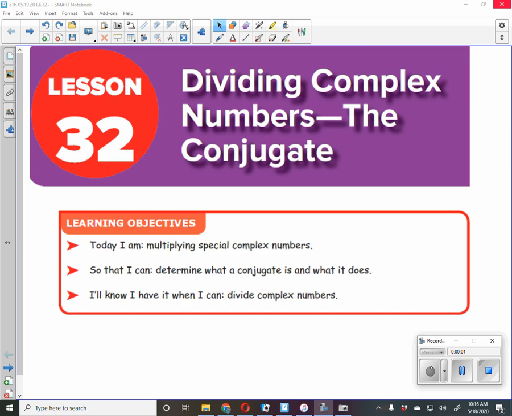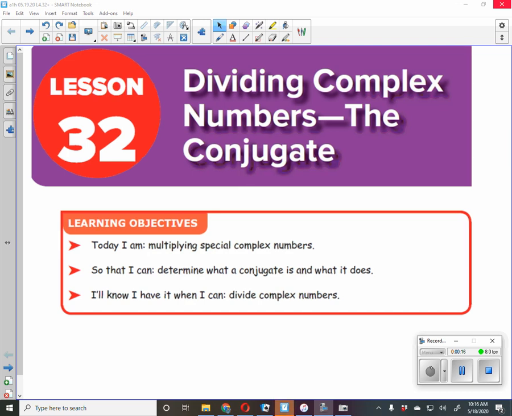All right, lesson 32. I believe this is the last lesson of the year. Now we get to review. Dividing complex numbers. We've added, subtracted, multiplied. Now we're dividing. In order to divide, we got to learn what a conjugate is.